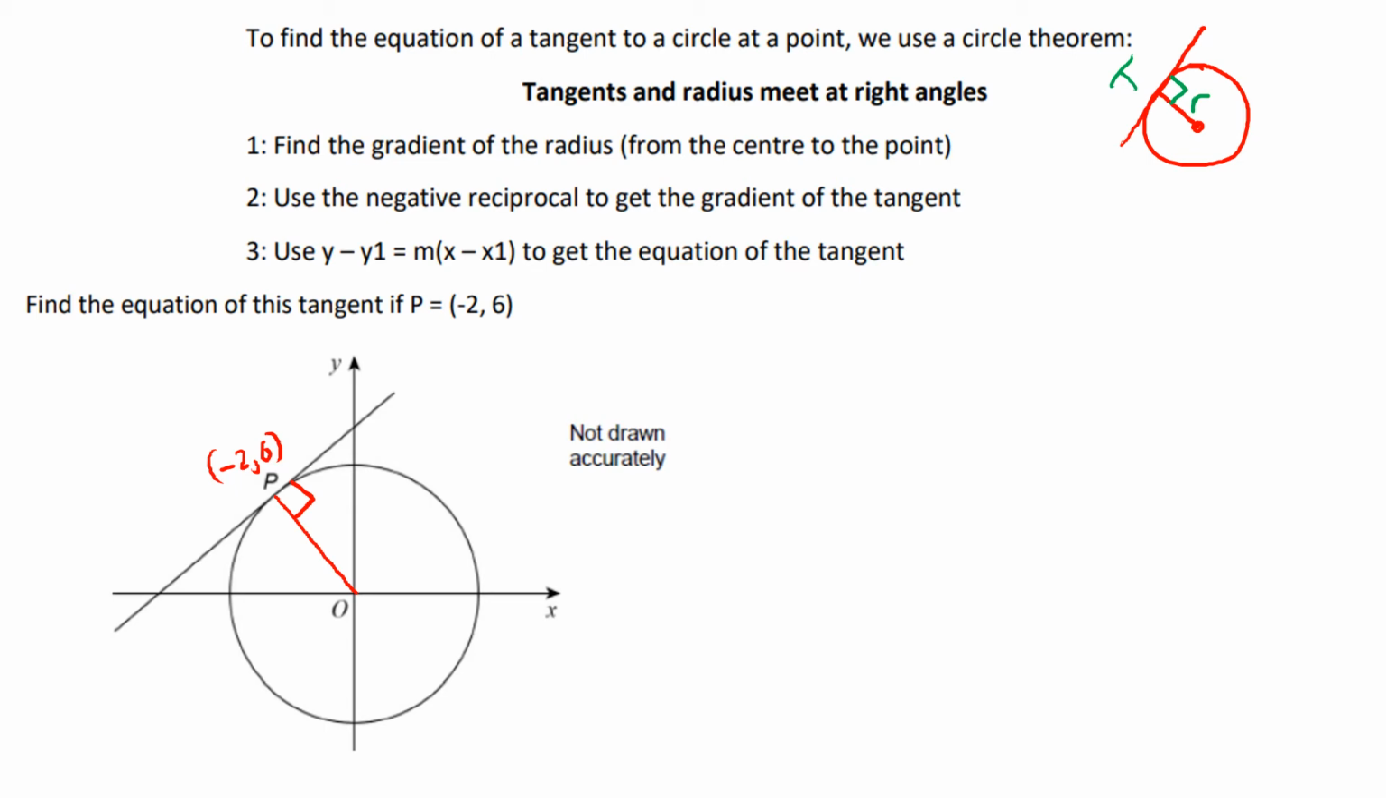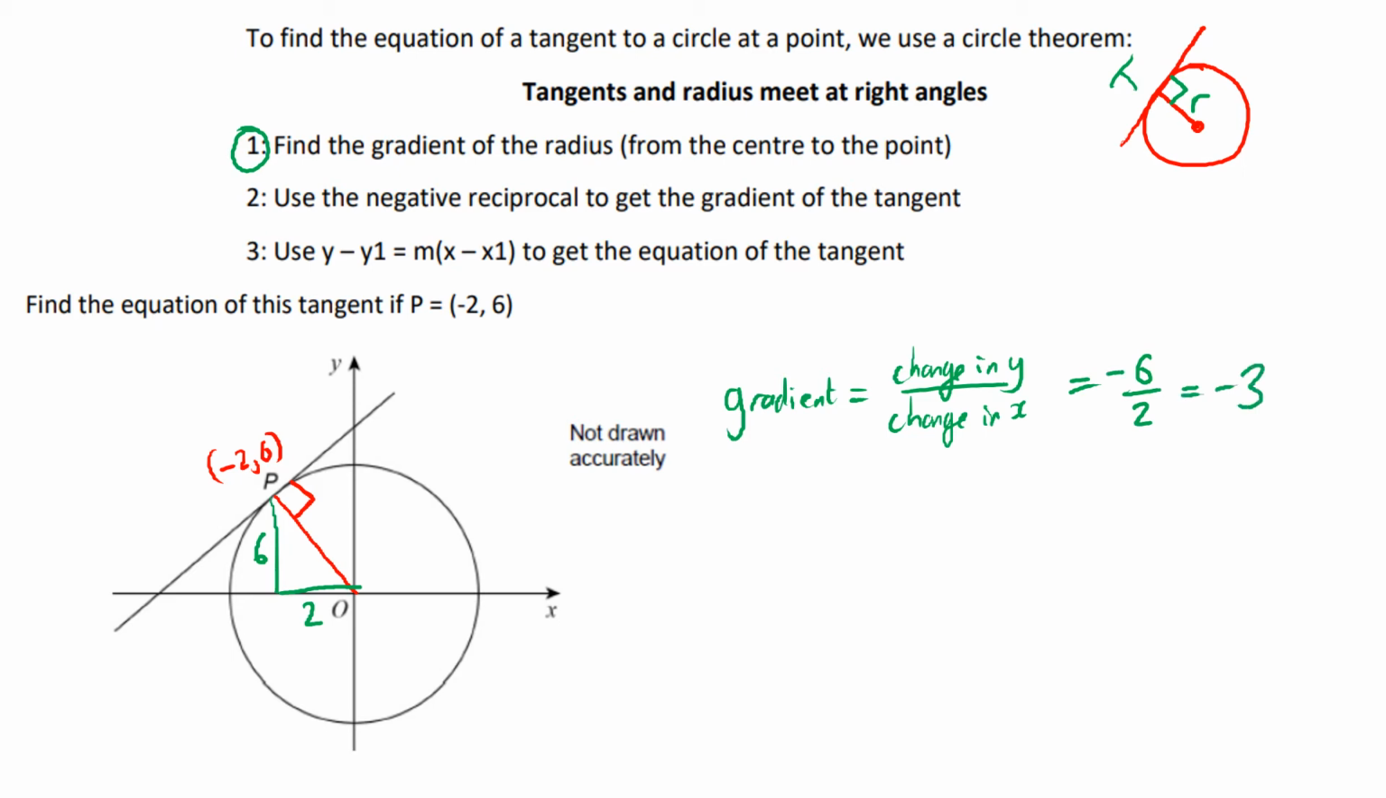Okay, so here's what we'll do. The first thing we're going to do is find the gradient of that radius. We're going to do this step 1 here. So how do you find the gradient of a radius? You want to do change in y over change in x. If we draw a little triangle on here, we can see that that's 6 squares down and 2 squares across. So it's 6 over 2, but it's clearly a negative gradient because it's going downwards, so it's going to be minus 6 over 2. So our gradient here is -3. That was our step 1.